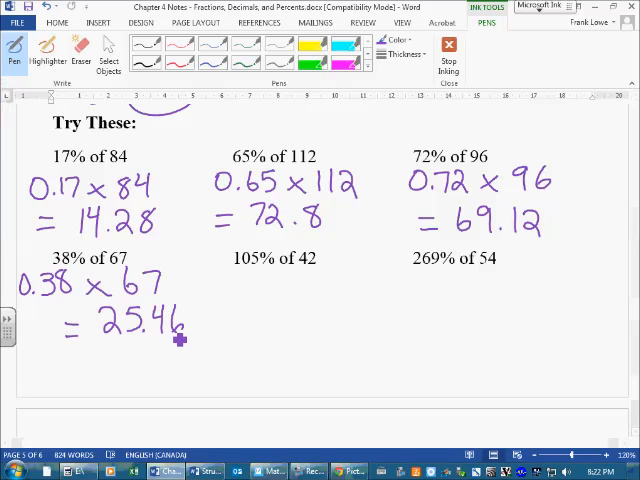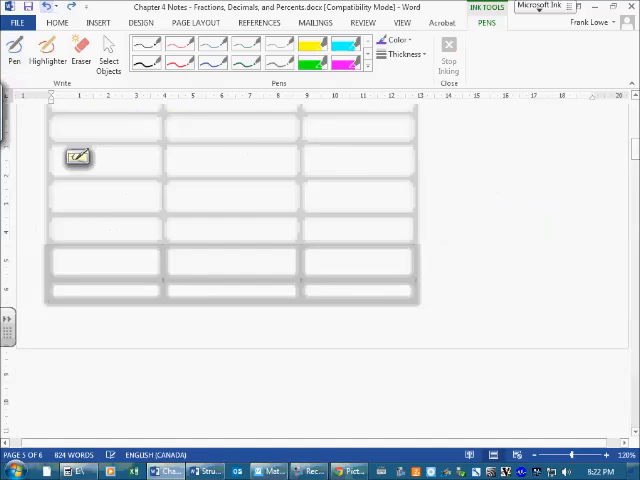Next one, 105%. What am I going to do with that one? The exact same thing. Notice in all these other ones we've moved the decimal 2 places to the left. So we're going to take our decimal and go 1, 2, 2 places to the left. Same as always, there's nothing different.